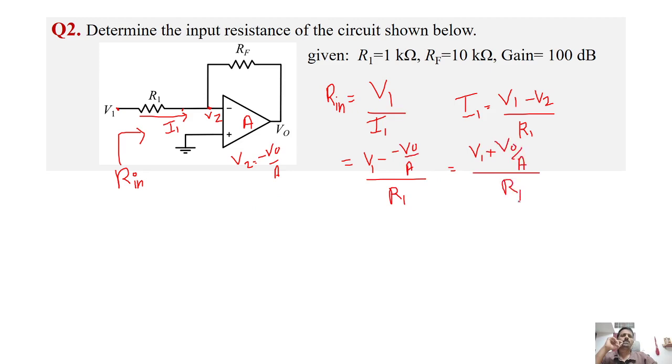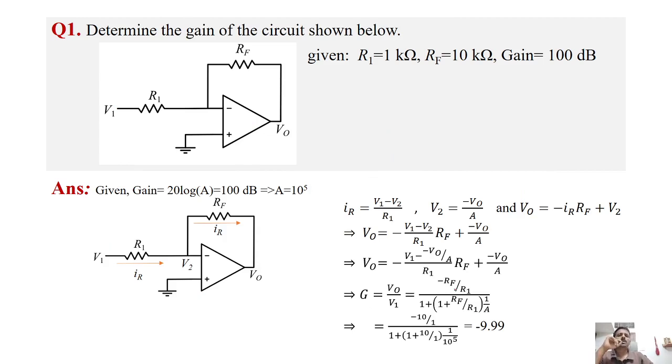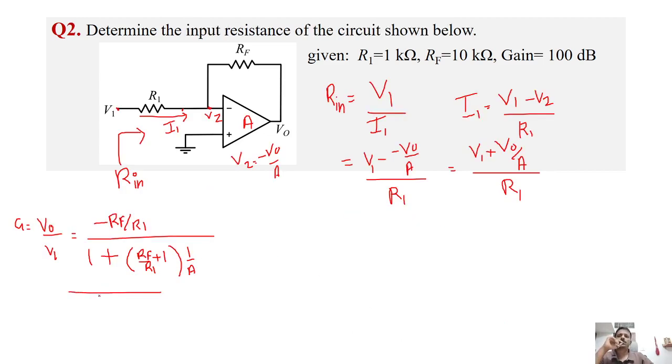Since we have derived the gain of this circuit, gain equal to V0 by V1 was equal to minus Rf by R1 by 1 plus, Rf by R1 plus 1, into 1 by A. I guess it is the same, right? So yeah, Rf by R1. That was the gain that we have found out. So we'll substitute this since it is the gain. So what is V0? V0 equal to V1 into gain, right? We'll just substitute this value here.